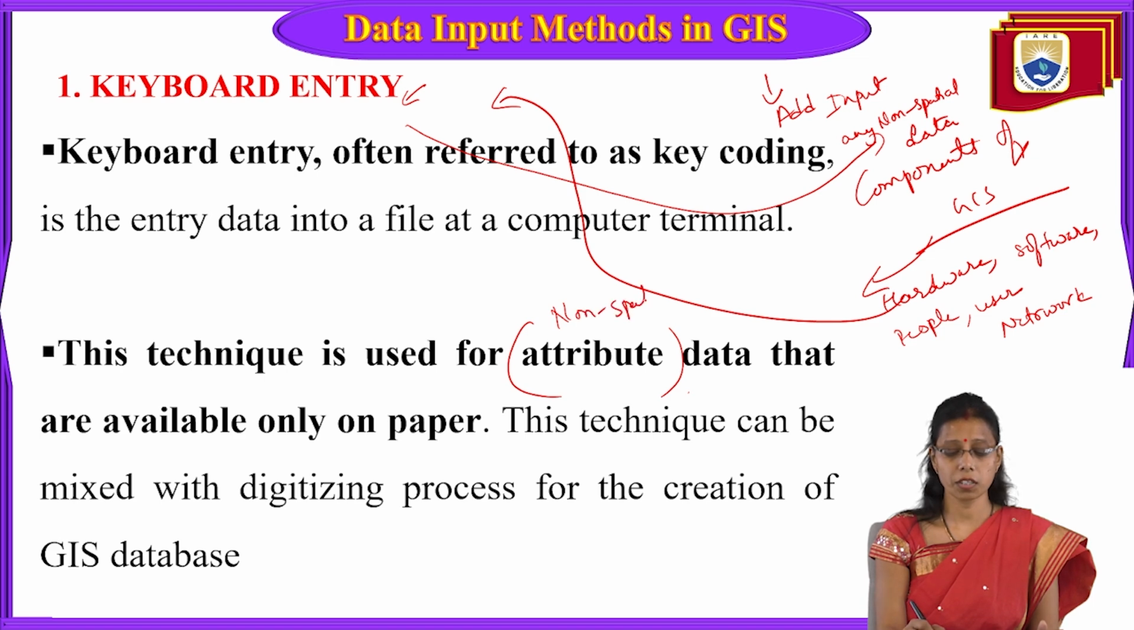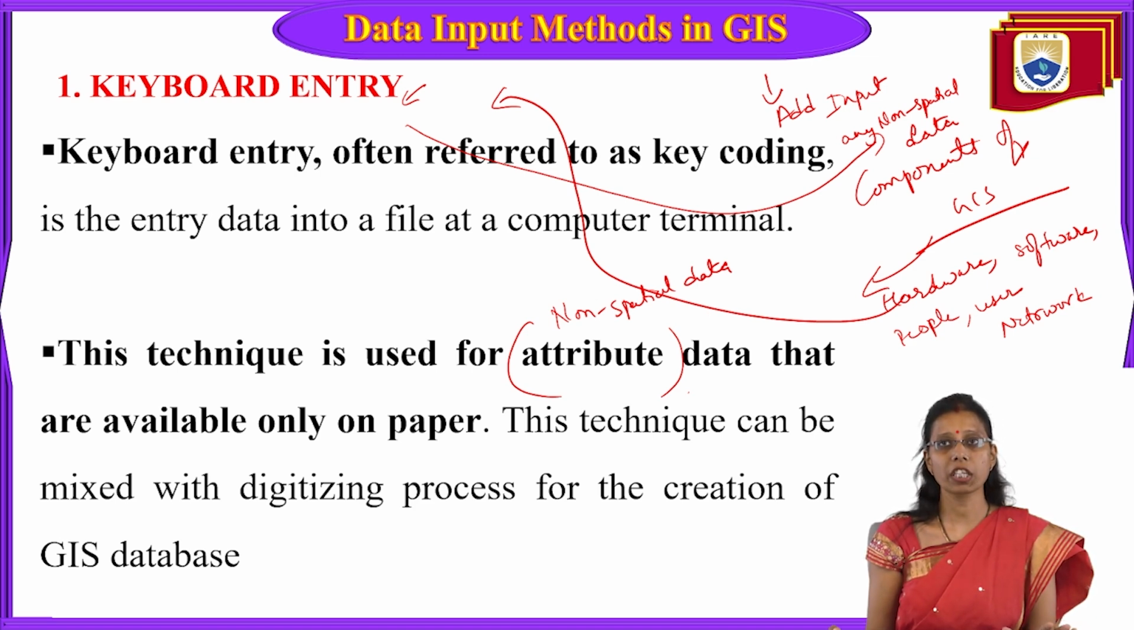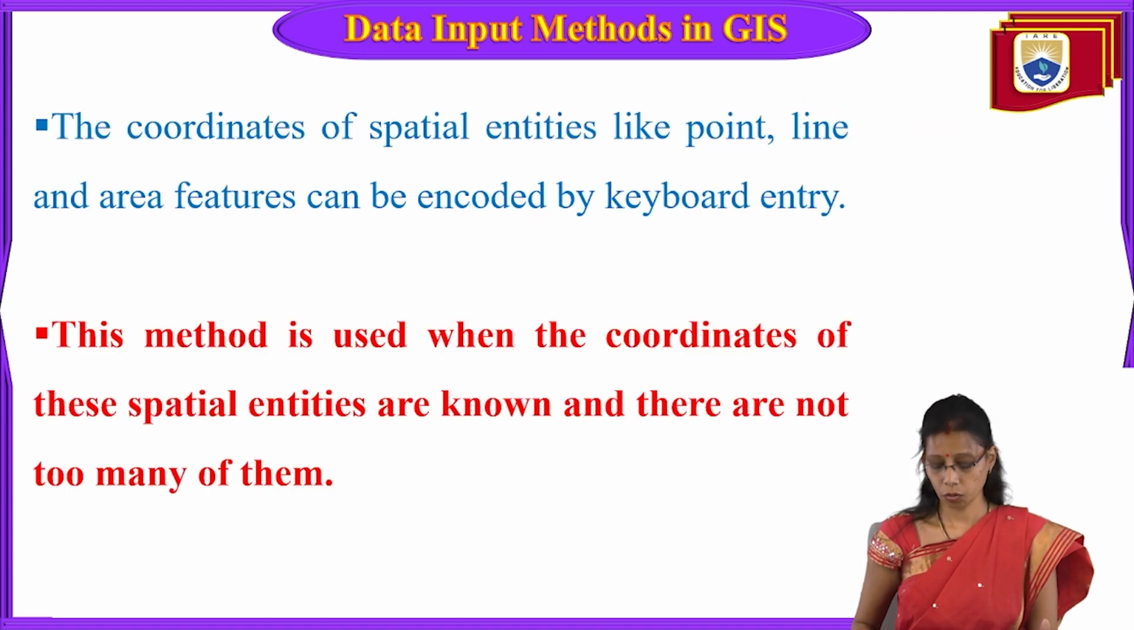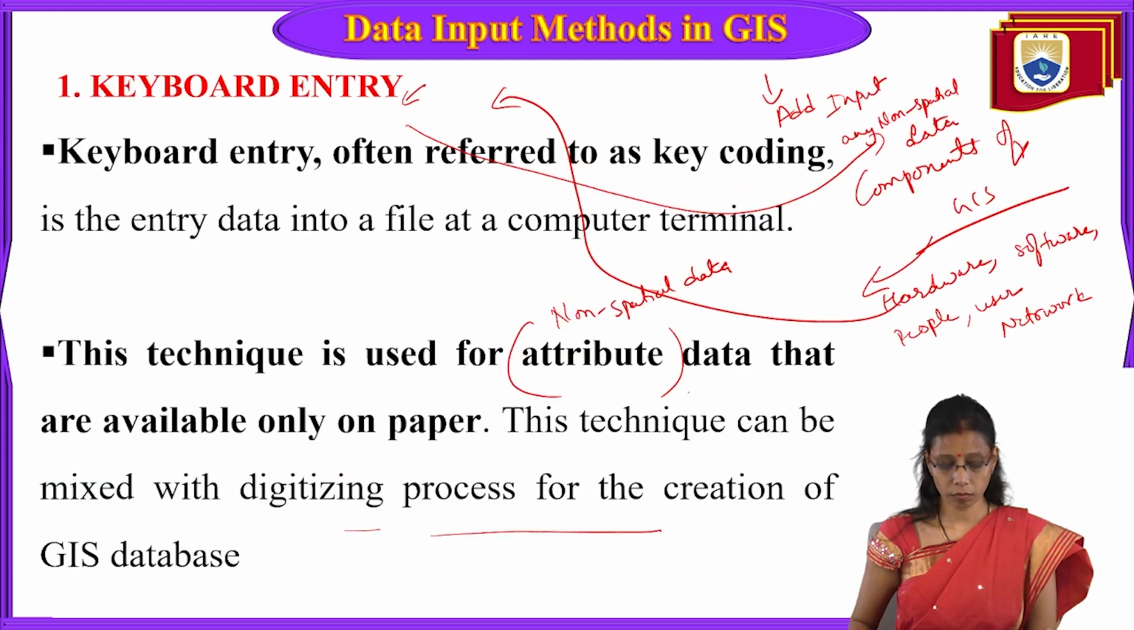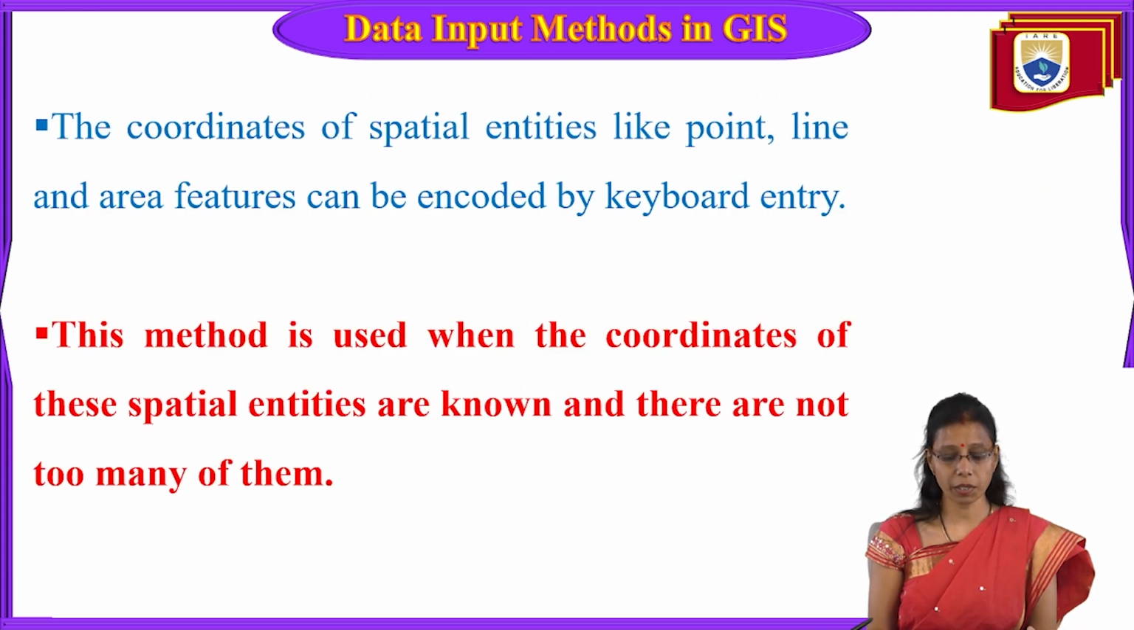So what is non-spatial data? Non-spatial data is also known as attribute data. The information about the spatial data is called attribute data or non-spatial data, which is available only on paper. This technique can be mixed with the digitizing process for the creation of a GIS database. The coordinates of spatial entities like point, line, and area features can be encoded by keyboard entry.